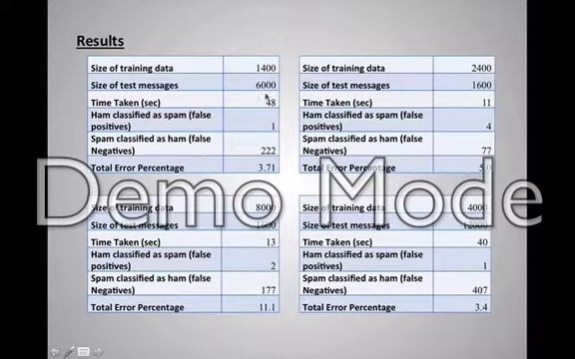So to classify 6,000 emails it took 48 seconds, and there is only one ham classified as spam, and there are 222 wrong classifications of spam mails, and the total error percentage is 3.1. So we can see that the error percentage is low as compared to the training dataset.